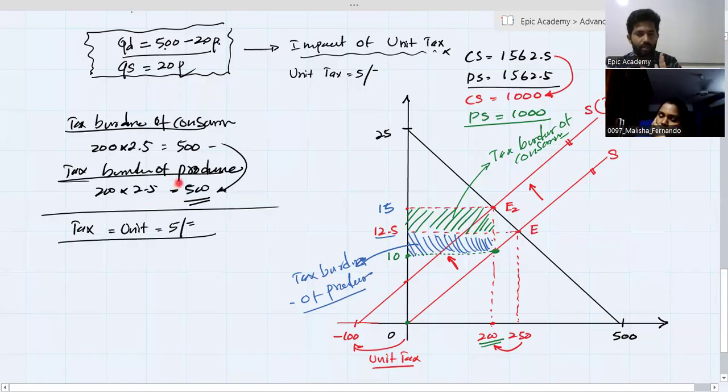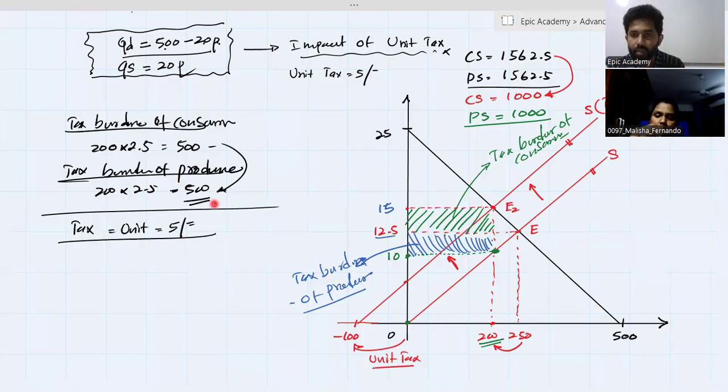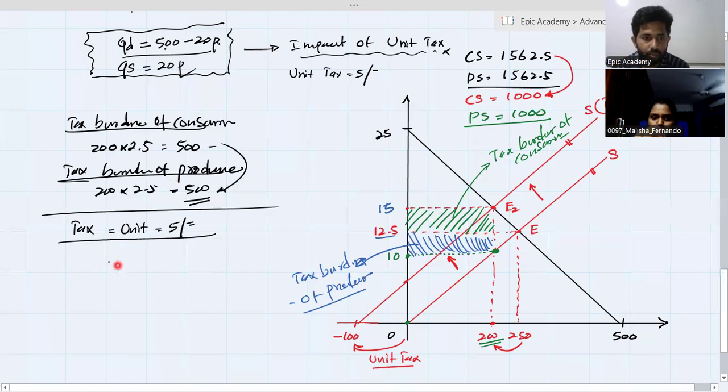What does that mean? It means that for any transaction in the market, the producer or seller has to pay 5 rupees for one transaction. That's the meaning. So can you tell me the amount of transaction after the tax? How much? How much is sold after the tax? Just 200. This is the equilibrium.